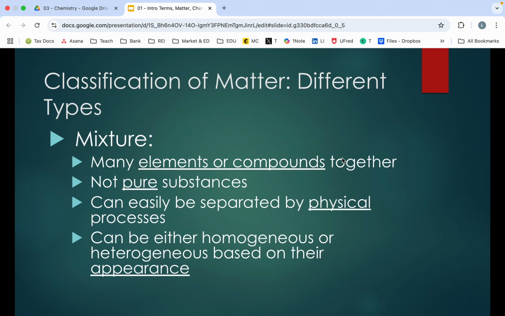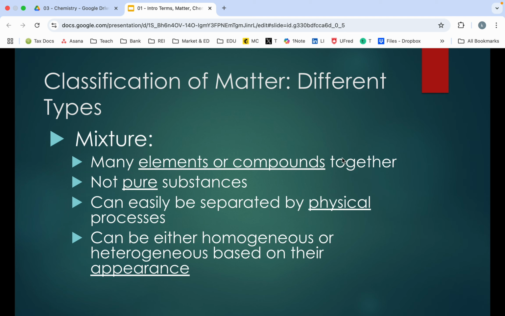A mixture. That'll be many elements or compounds stuck together. These are not pure substances. This can be easily separated through physical processes, so things like filtering or boiling or melting, maybe, stuff like that. And it can either be homogeneous or heterogeneous. So it can look the same or it can look different.